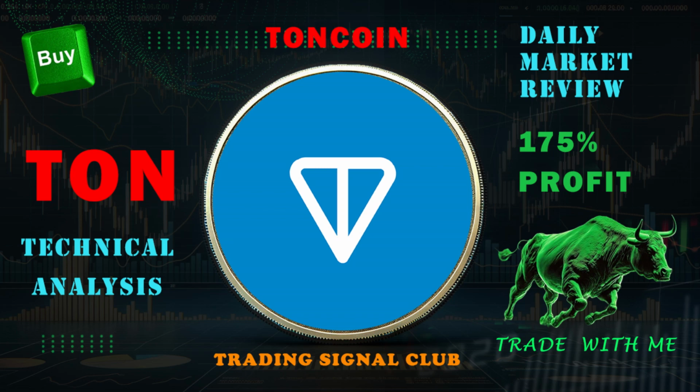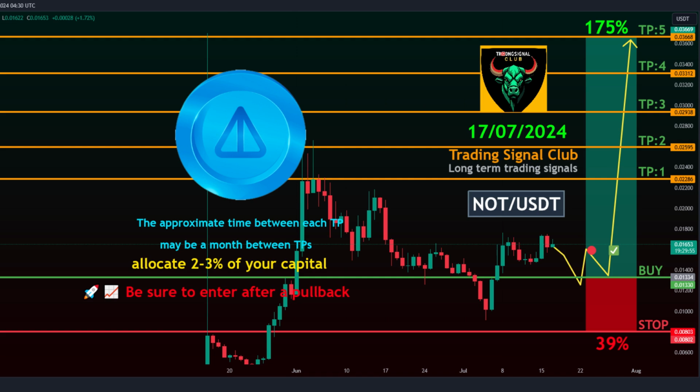NOT-USDT Overview. This analysis is for informational purposes only and does not constitute investment advice.